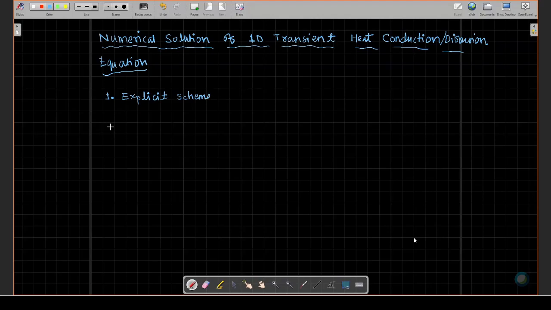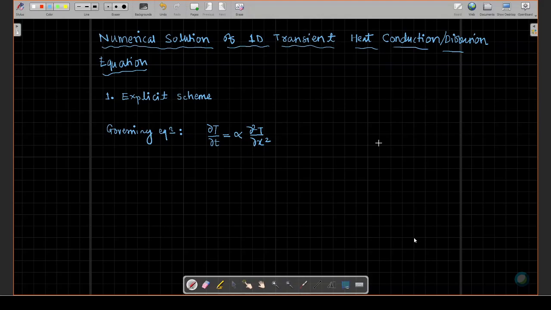Okay, so what is a governing equation? Governing equation for 1D transient heat conduction diffusion equation is like this: del T del t equals alpha del 2T del x2. Okay, this is a transient term, this is a one dimensional term with alpha, which is k by rho Cp.